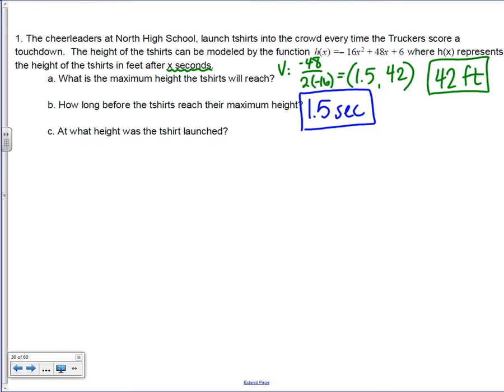All right, and finally, what is the height where the t-shirt was launched? That means what height did they start at? Well, when we talk about starting points, normally with a line, we talk about the y-intercept. That's always where you started on the graph. So we're going to find the y-intercept, and that's going to tell me where these t-shirts were launched from. Remember, for y-intercepts, that means the x's are 0. If you plug in 0 into the original function, you will get 6, which means the cheerleaders are launching these t-shirts from 6 feet off the ground.